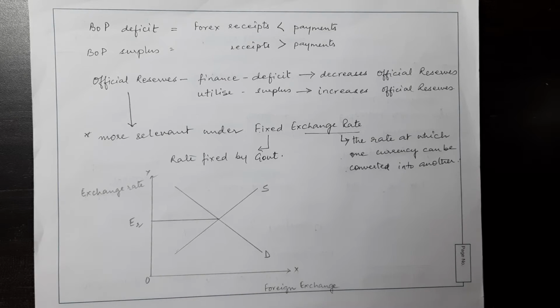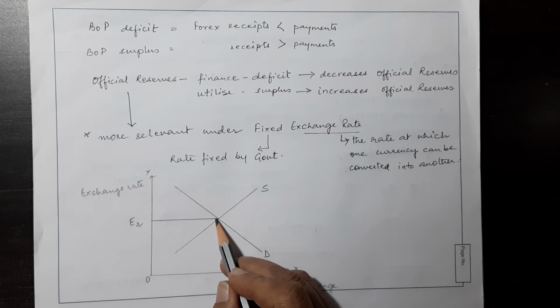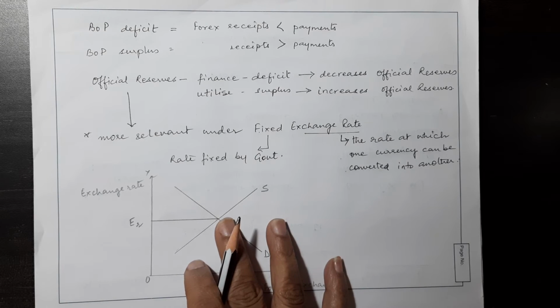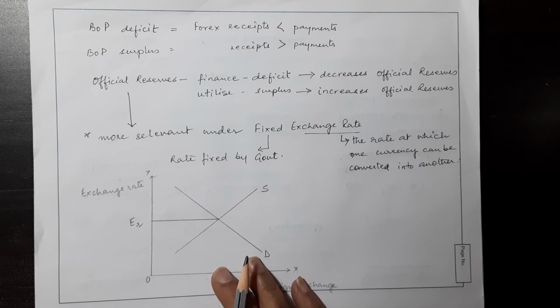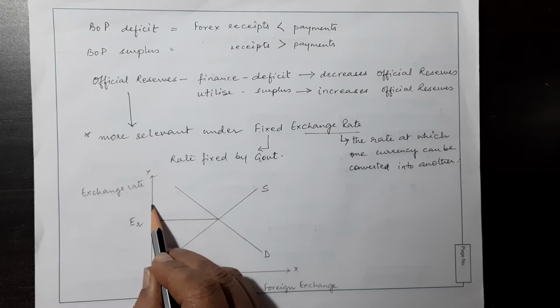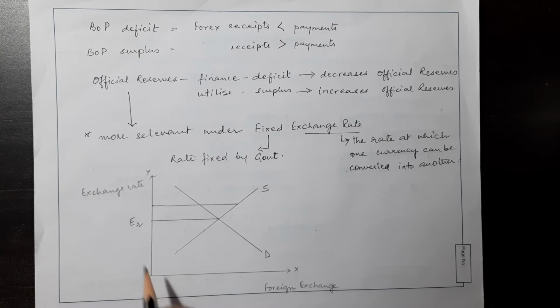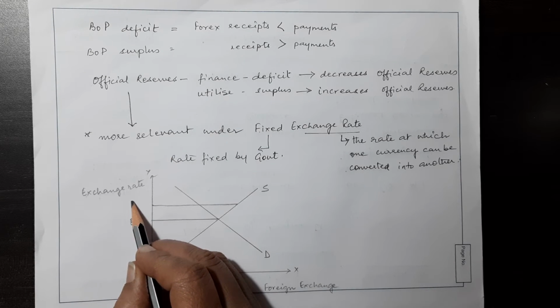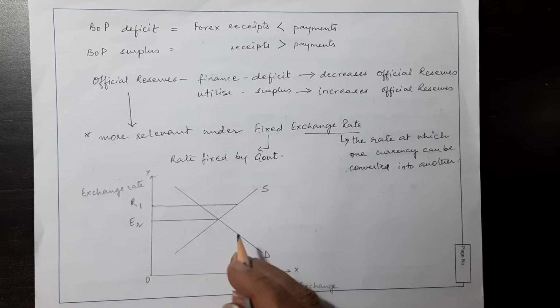Since we are talking about the fixed exchange rate, this exchange rate is fixed by the government. Now suppose the government wants to encourage exports. So what will it do? It will make the rupee cheaper for the foreigners. That means it will increase this exchange rate, and so it will go up like this. Okay, so this is the exchange rate. Let us say R1 is the exchange rate that is fixed by the government.